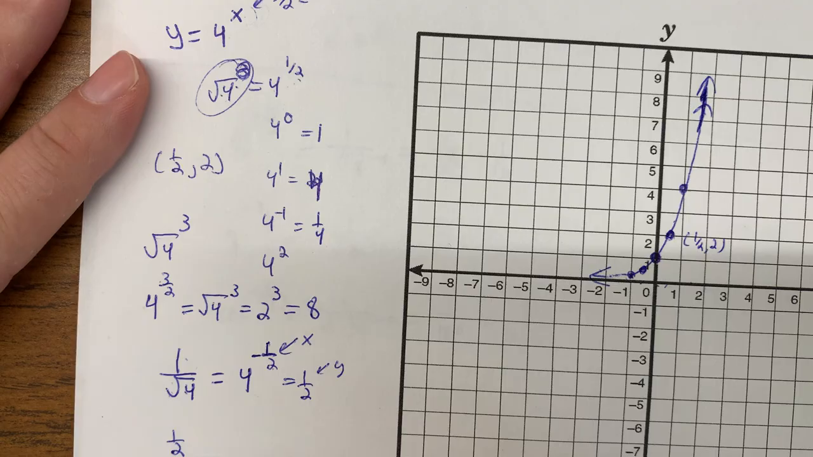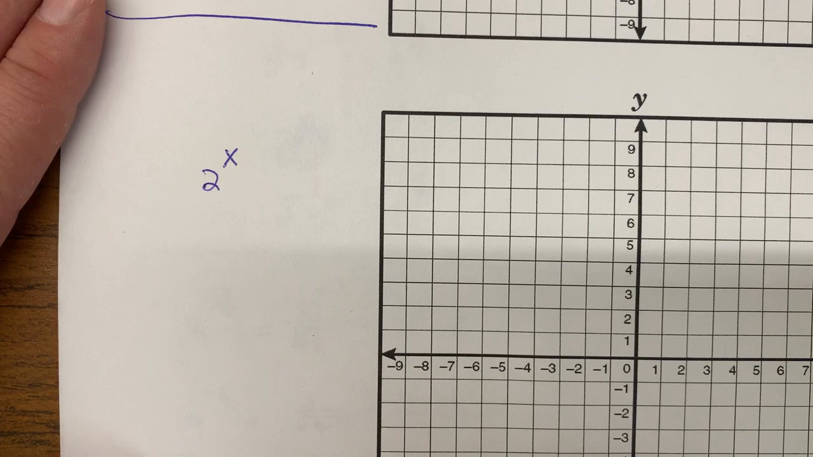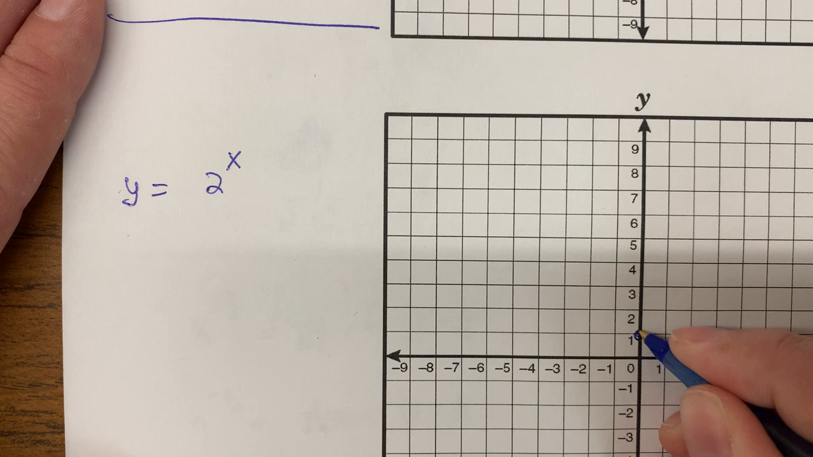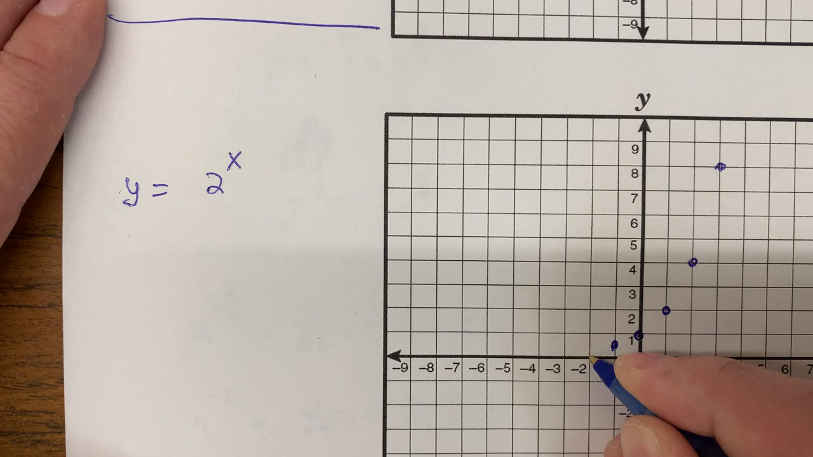Okay, we have a few more minutes here, and I also want to show you one other cool thing about properties of exponents. Go ahead and graph 2 to the x on your own paper. What is 2 to the x? 2 to the 0 is 1, 2 to the 1 is 2, 2 squared is 4, and 2 cubed is 8. 2 to the negative 1 power is 1/2, 2 to the negative 2 power is 1/4, and so we get this nice graph here.